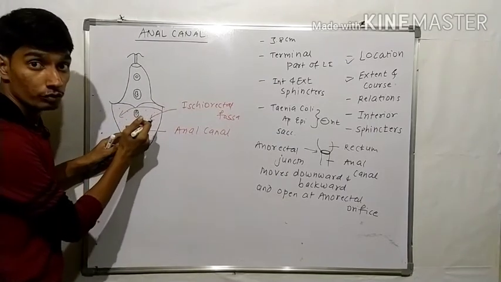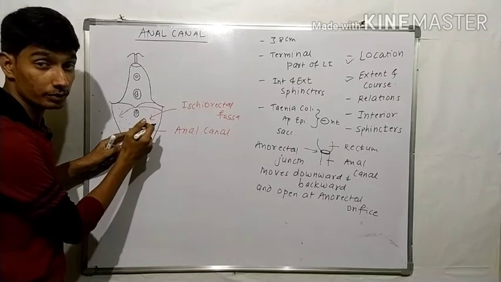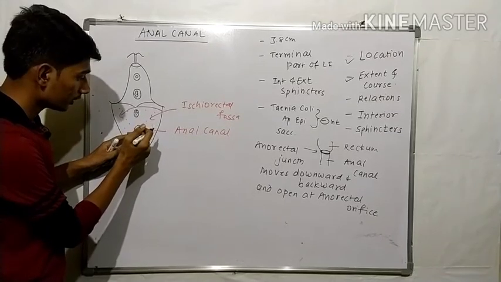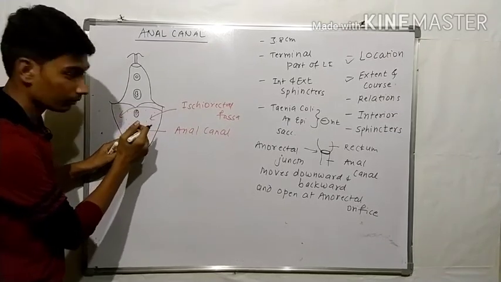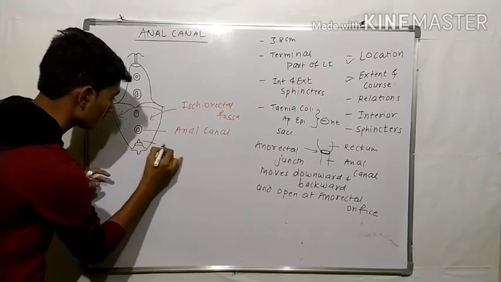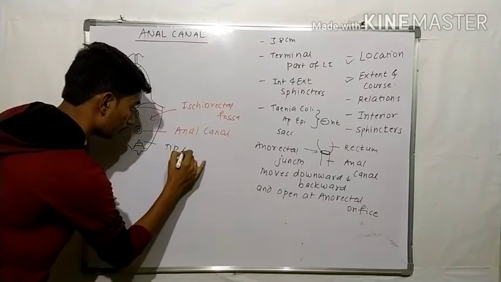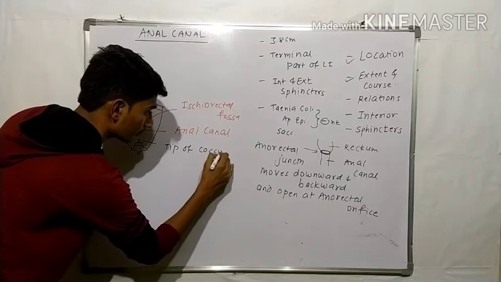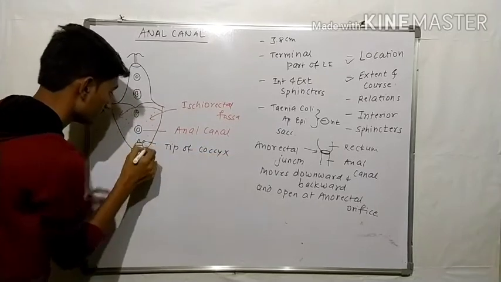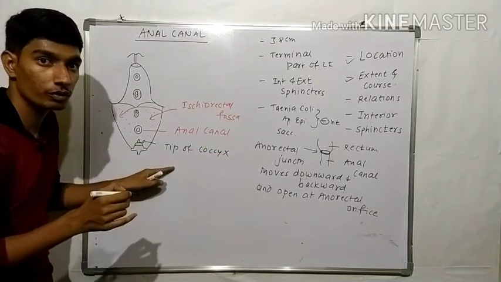The orifice is 2 to 4 centimeters below the pelvic diaphragm and in front of, and near, the tip of the coccyx.